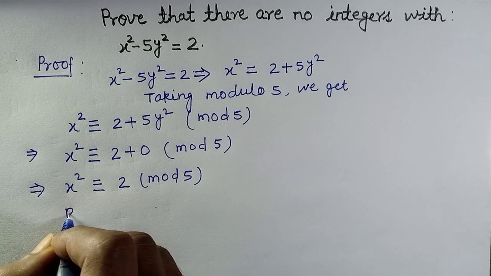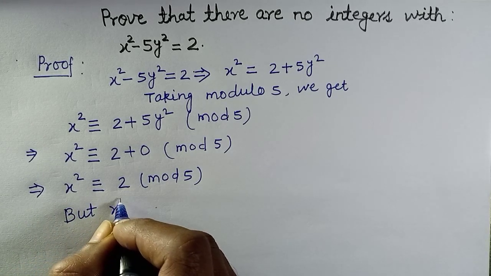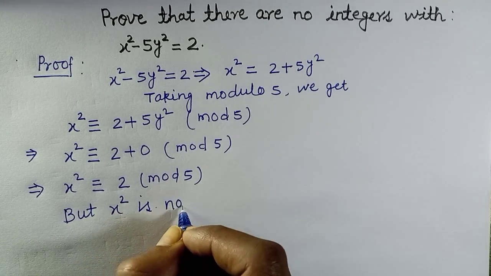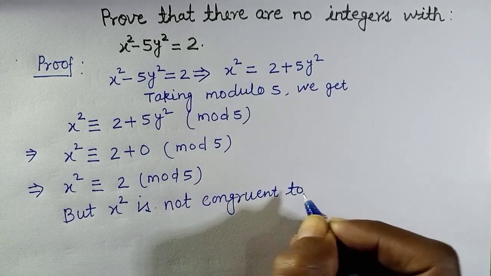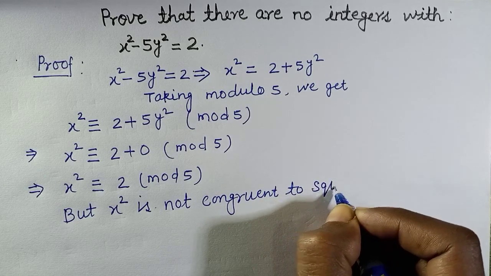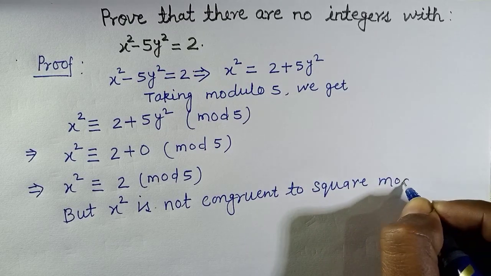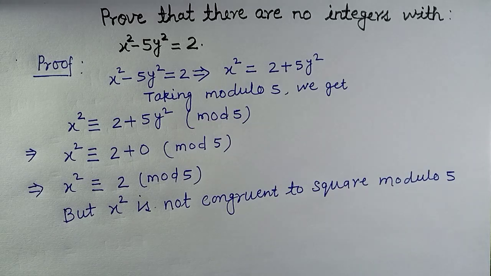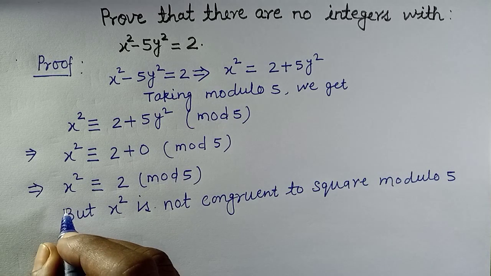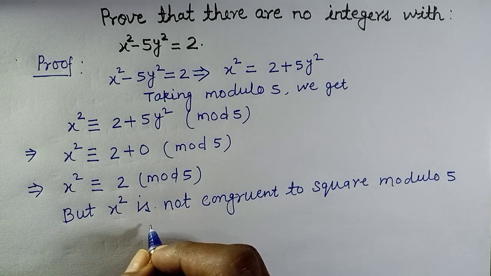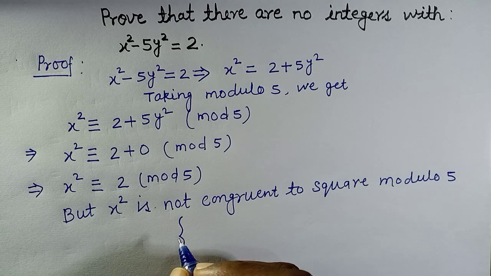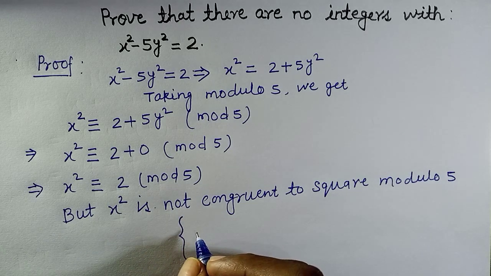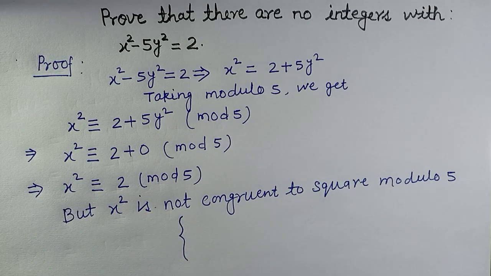But we know that x squared is not congruent to 2 modulo 5. So this equation has no integer solutions, and if we square all the numbers up to 5, we cannot get residue 2.